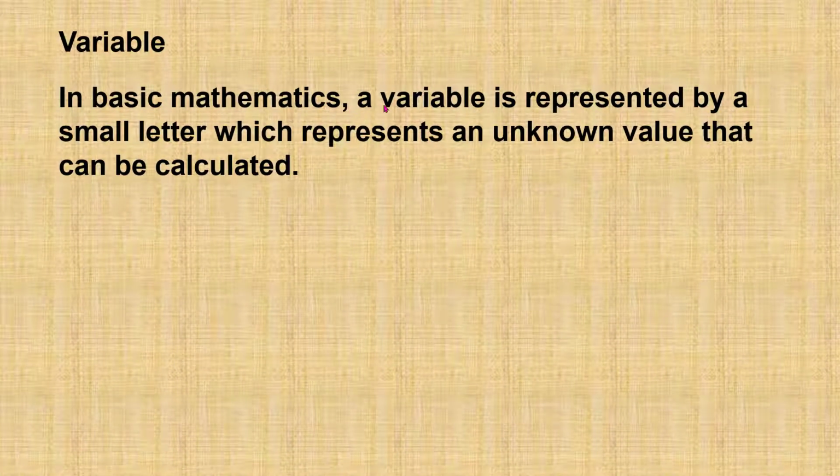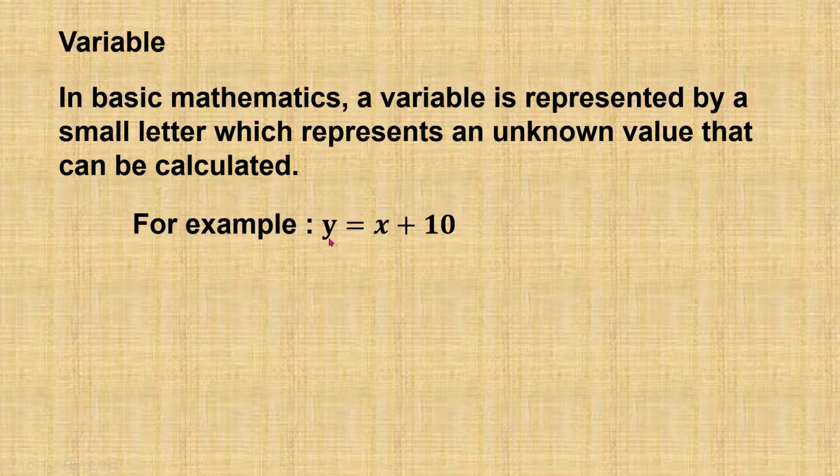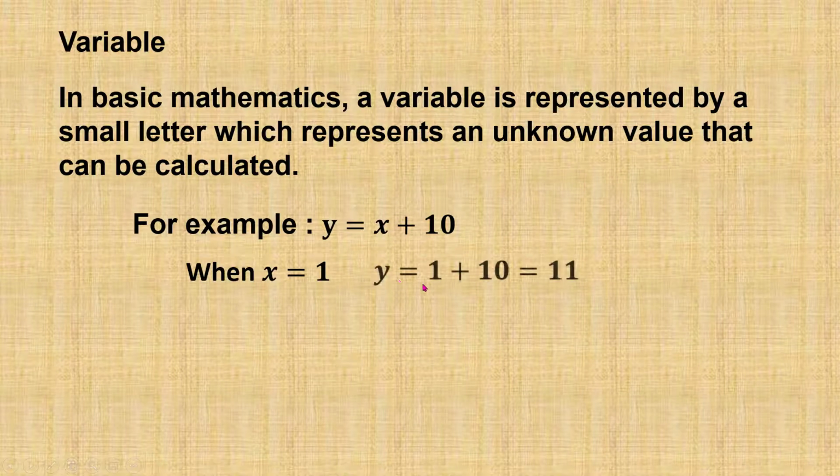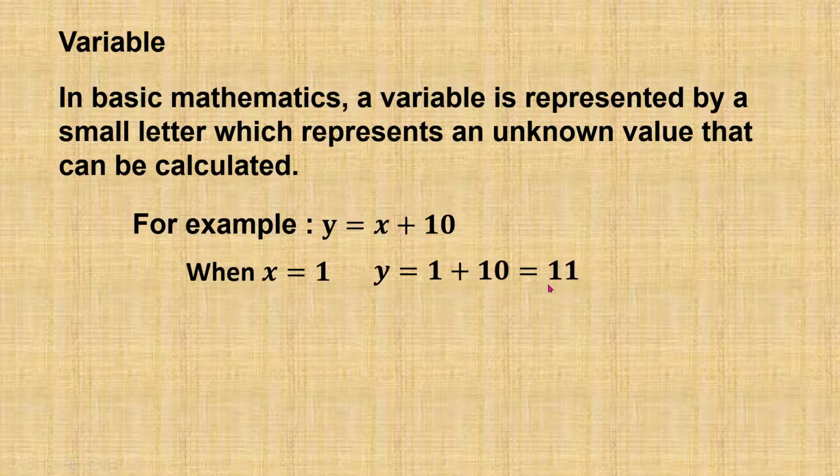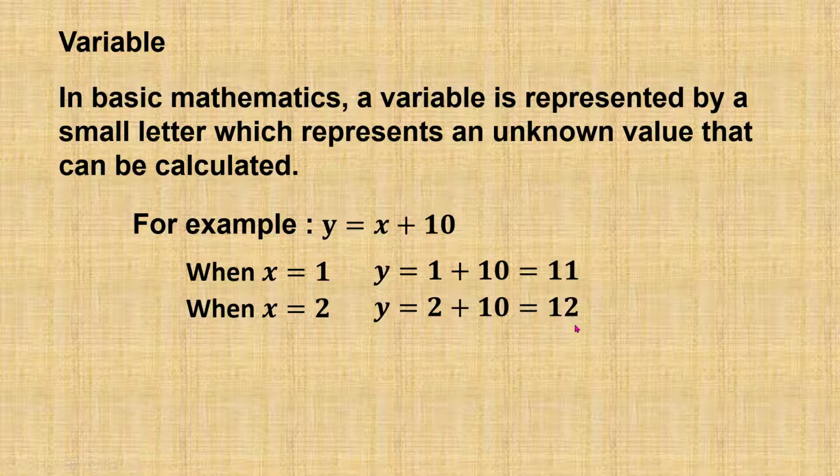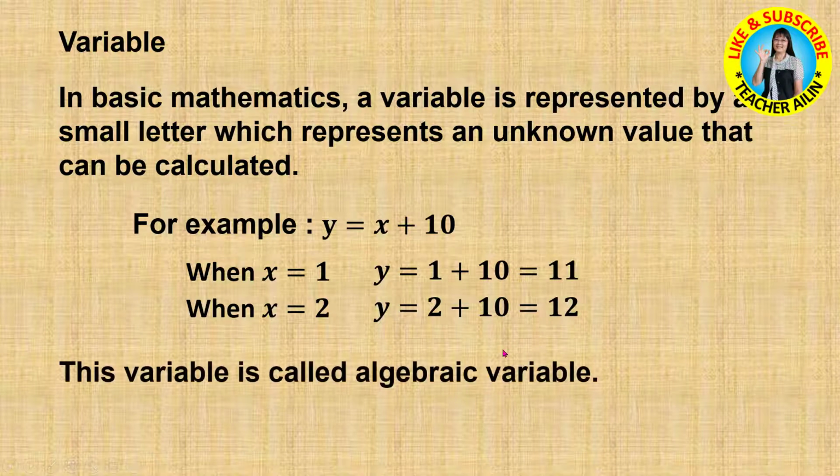In basic mathematics, a variable is represented by a small letter which represents an unknown value that can be calculated. For example, the equation y equals x plus 10. When x is equal to 1, then the value of y can be calculated as equal to 11. When x is equal to 2, then y is calculated as equal to 12. So the value of y can be calculated. This kind of variable is called an algebraic variable.